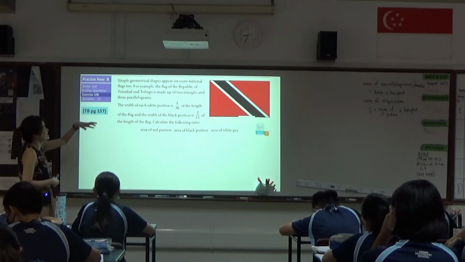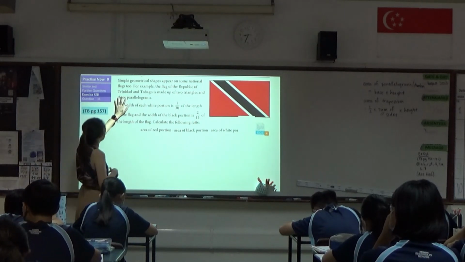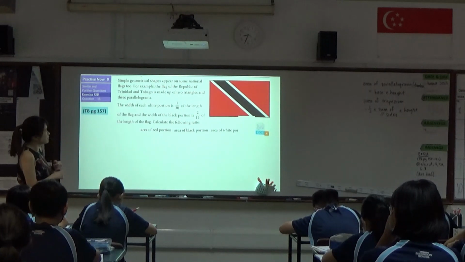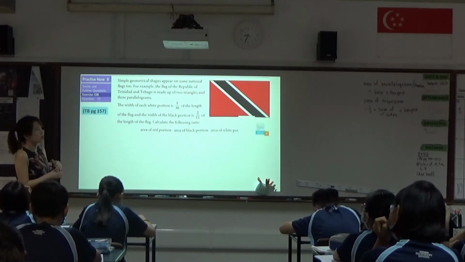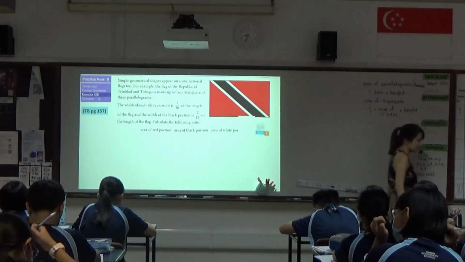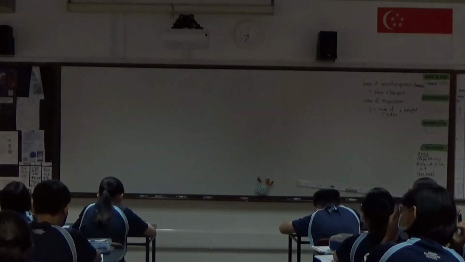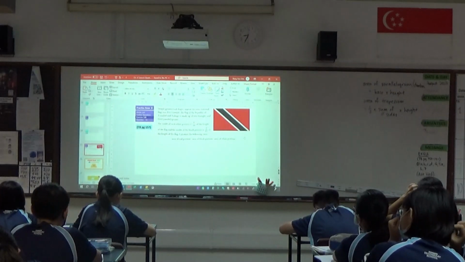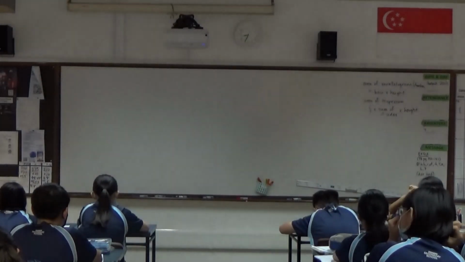Okay, so we're looking at this flag that belongs to the Republic of Trinidad and Tobago, which is made up of two triangles and three parallelograms. I hope you can see the triangles and the parallelograms. Sorry, let me just adjust my slide. I think there's something hidden here. I think I intended to cover that up.